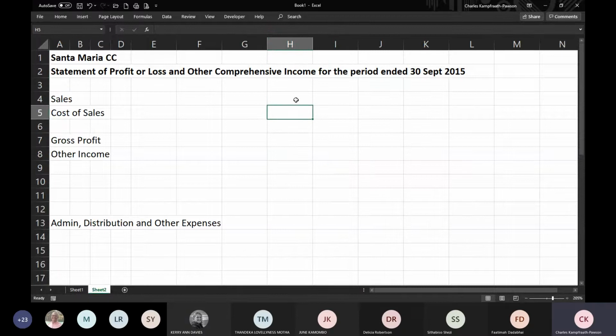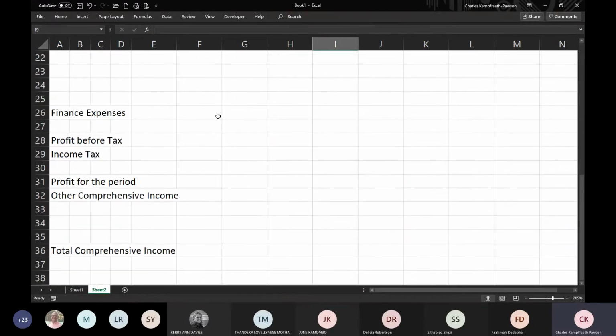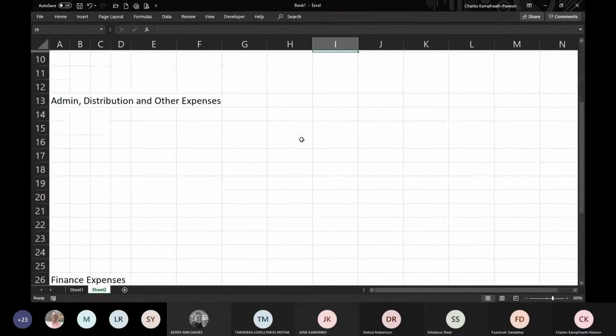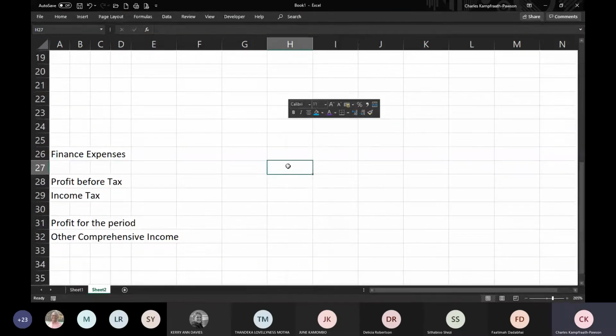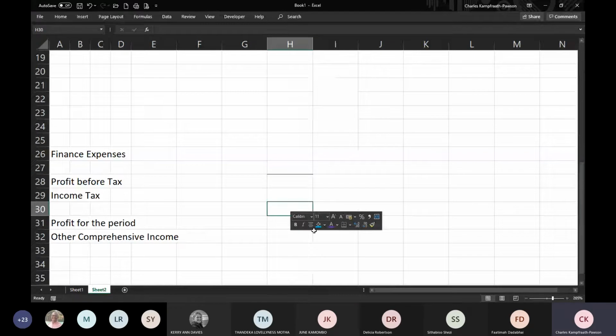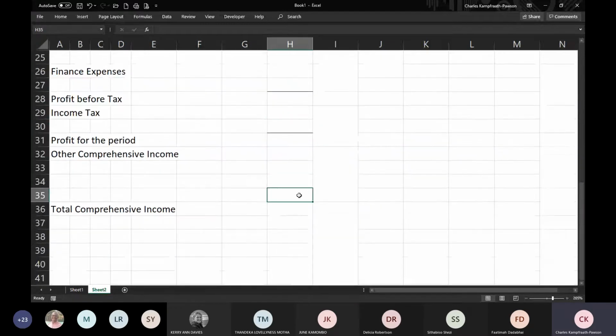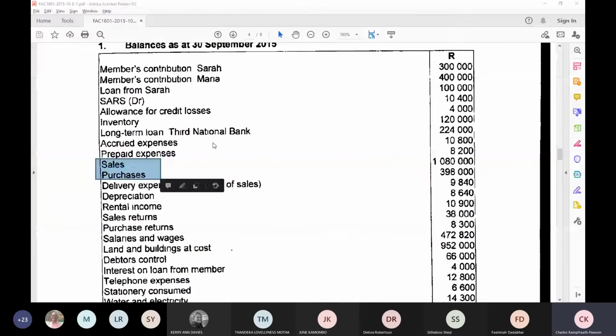There we have sales, and that will give us our gross profit, and that will give us profit before tax. Income tax, that will give us our profit for the period. Other comprehensive income will give us our total comprehensive income. Okay, let's go back.